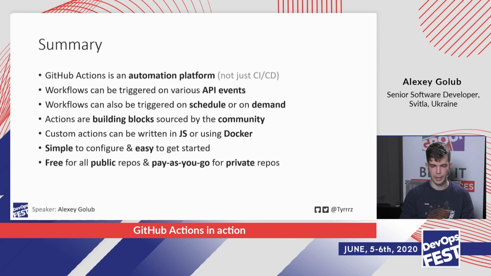So, to summarize, GitHub Actions is an automation platform. It's not just CI/CD. We can use it to trigger on different API events inside of GitHub, but we can also use different triggers based on schedule or on-demand triggers, like manual ones. And then actions provide the building blocks, which are sourced by the community, to create more complex workflows and build on top of those. Those can be written in JavaScript or using Docker.